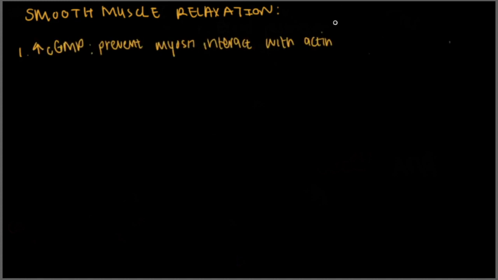As said previously, we want to induce smooth muscle relaxation, and let's look at how drugs can achieve that effect. The first one is going to be an increase in cyclic GMP. This is going to prevent actin and myosin from interacting. Main reason for this is dephosphorylation. Examples of drugs that work in this manner will be your nitrates and your nitroprusides.